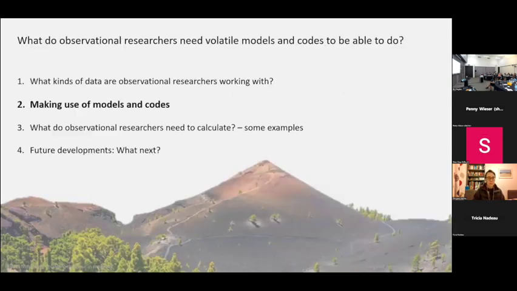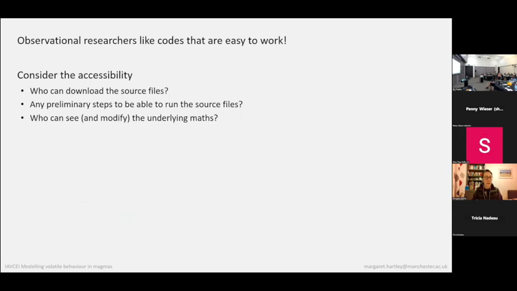So I want to make a few remarks about making use of models and codes. We've just heard from some very fantastic new models. They look like very complicated codes to me, and I will hold my hands up and say, I'm not a coder. I don't find it very intuitive. I would like to be much better at it than I am. And so as an observational researcher, what I like is codes that are really easy to work.